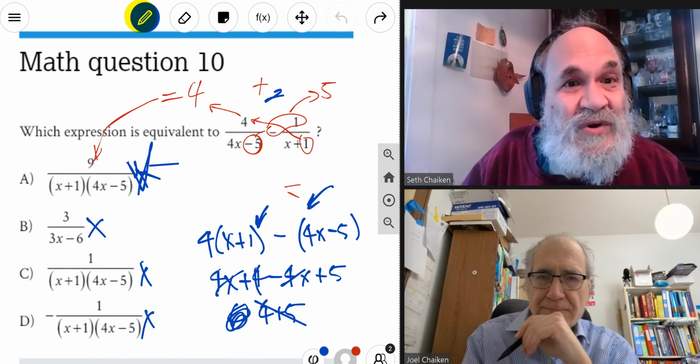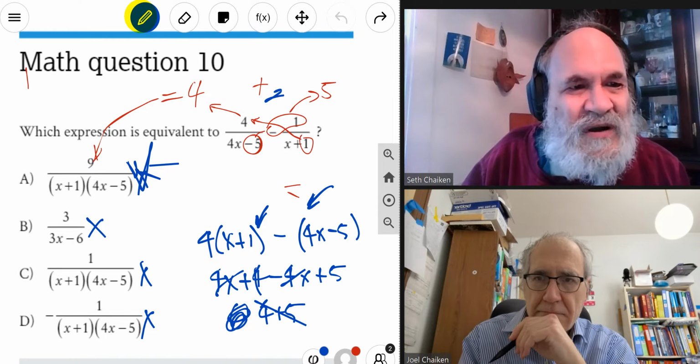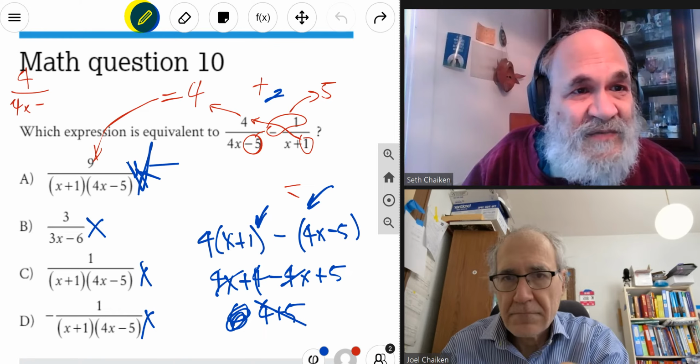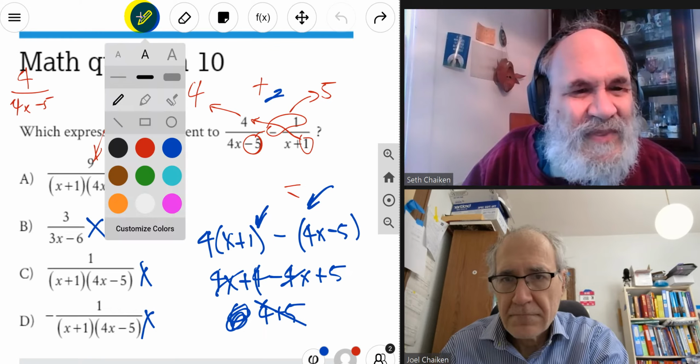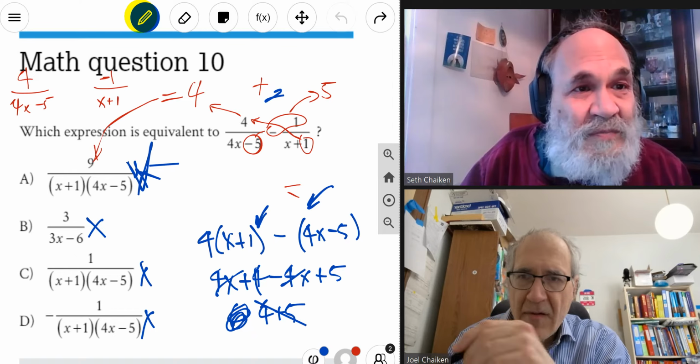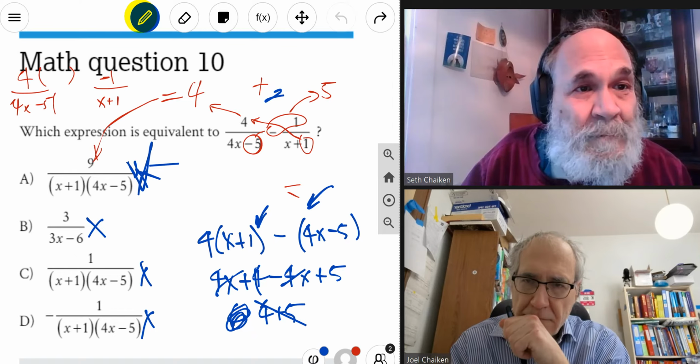And so what we do is you take your 4 over 4x minus 5, and your minus 1 divided by x plus 1. You multiply the top and the bottom by the other denominator.